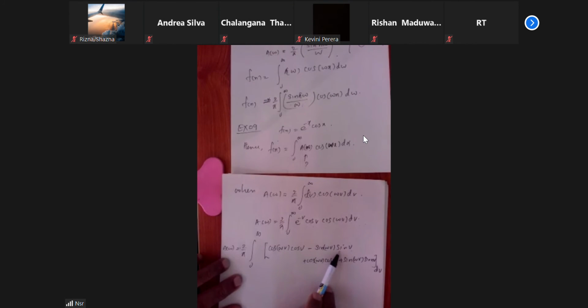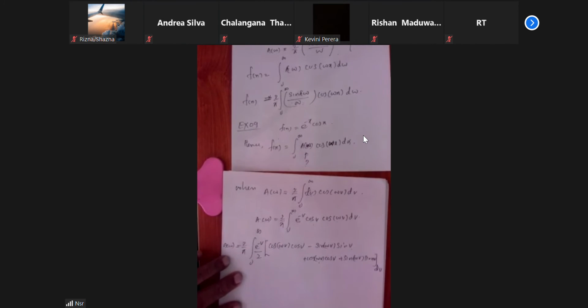Sine omega v and sine v, both terms positive and negative, opposite signs, will cancel. Then we have 2 times this component, 2 times cos omega v and cos v. So then it is going to be divided by 2 to get that previous result. So this is the e to the power minus v, and I divide that by 2. Is it clear?